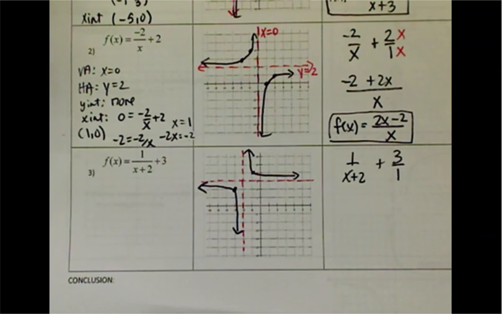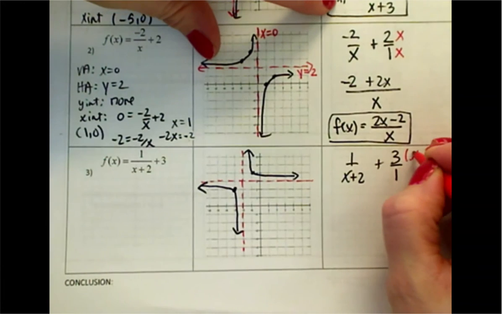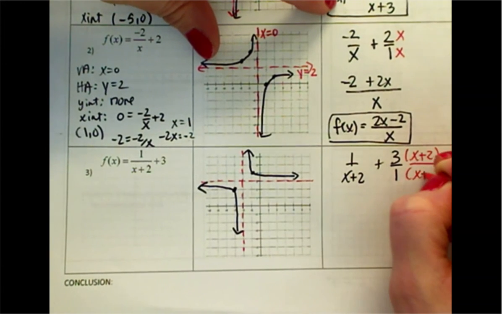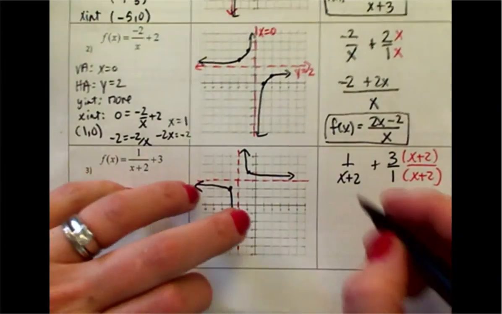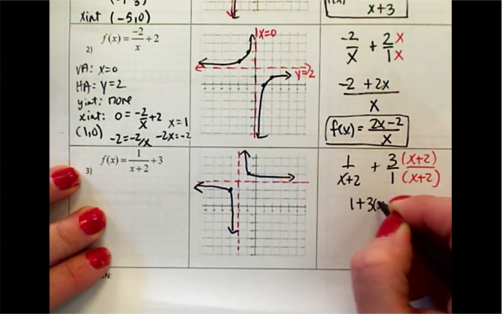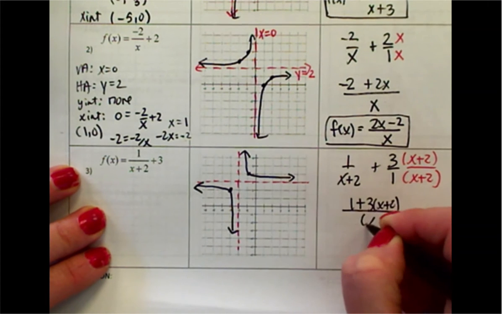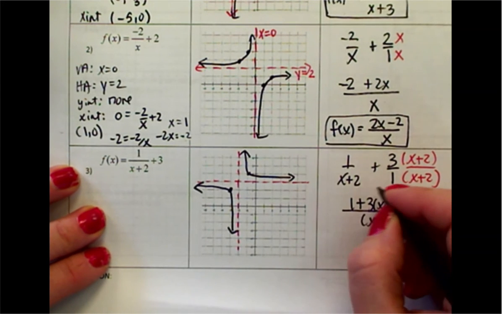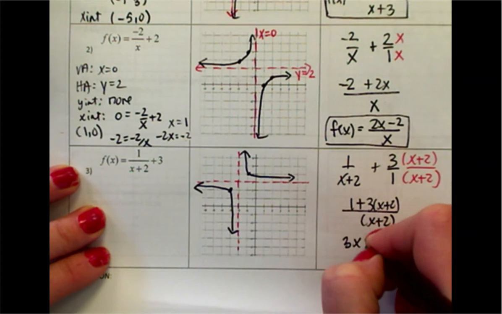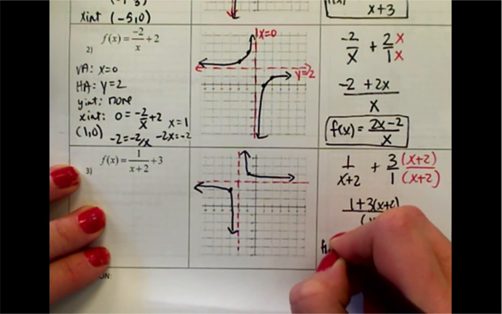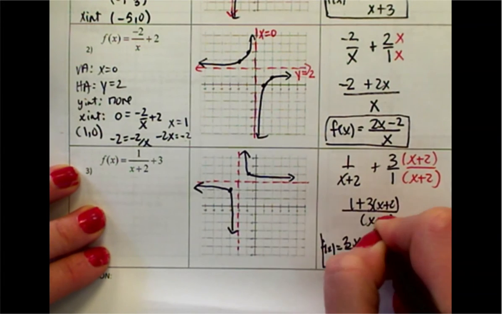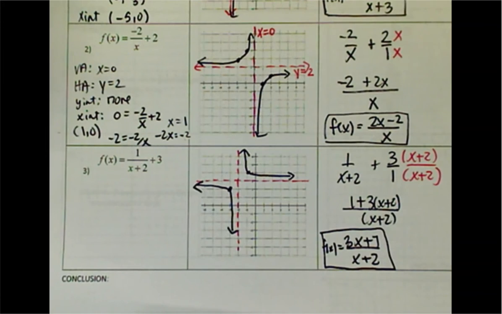When I'm adding fractions and I have just a number, I put it over 1 so that I can see where the denominators and the numerators line up. Okay, this is me doing a common denominator. 3x plus 6. 3x plus 7. Wait, where's the 7? 1 plus 6.